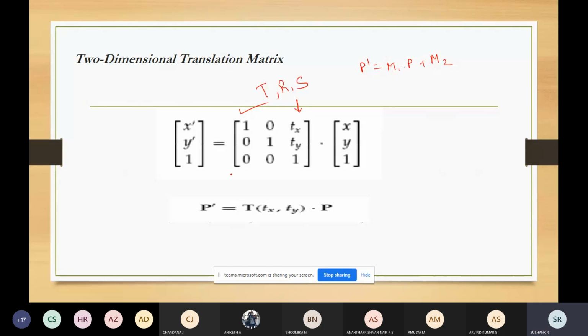When you are performing a two-dimensional translation, the third column can take the tx and ty values. For an identity matrix, you are just applying the third column with the translation values, or shift values, tx and ty. This is the matrix for two-dimensional translation. So P dash is equal to the translation vector T of Tx comma Ty into P. It's a 3 cross 3 matrix which is given in this form.